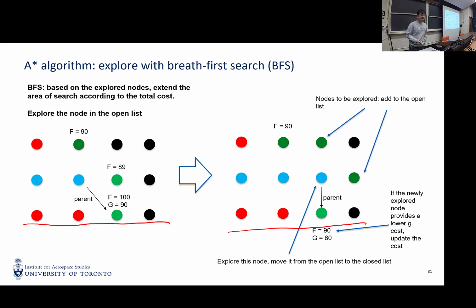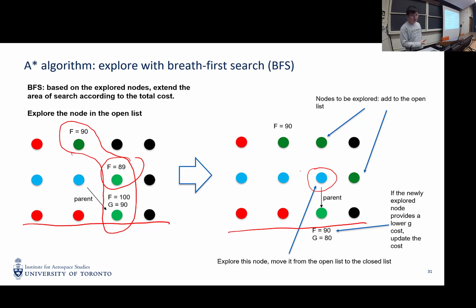What we do is that in the open list, among all the green nodes, we pick the green node with the lowest F cost. The total F cost is a summation of the G cost and your heuristic cost. For example, this one has the lowest F cost, which is 89. Then we're going to remove this node from the open list and put it in the closed list, which means that we're going to explore this node. Here I label this node as blue. So we have already explored this node, and we put it in the closed list.